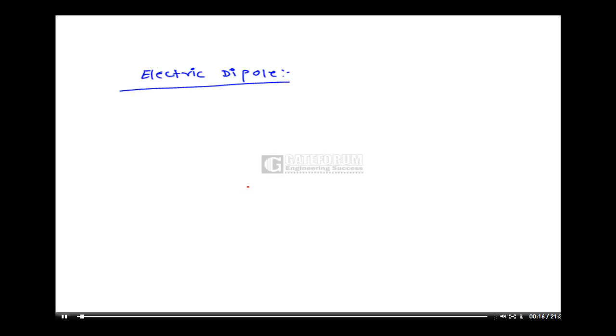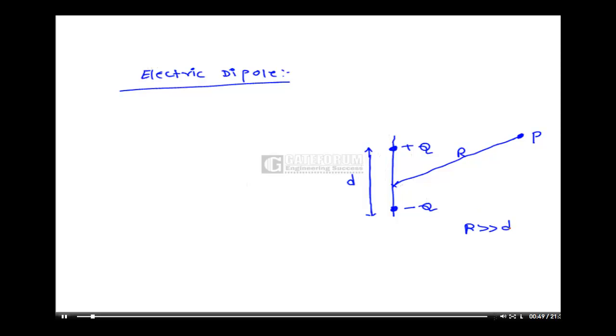So electric dipole means we have two equal charges of opposite sign. Suppose like this: this is plus Q, this is minus Q, separated by a distance d. It forms an electric dipole. If you want to calculate the electric field intensity at a point P at distance R, where R is very much greater than d, this forms an electric dipole.